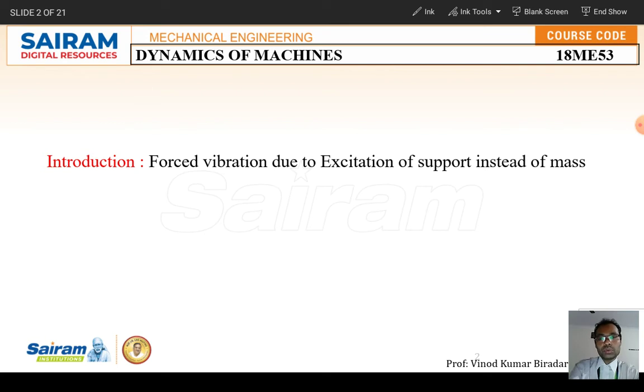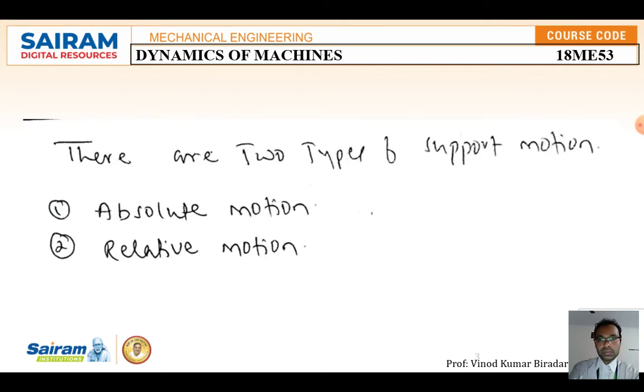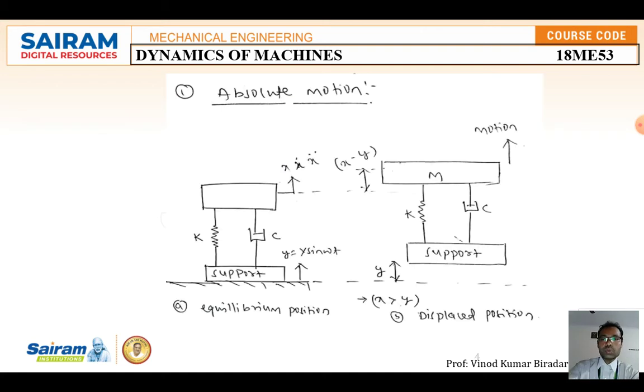So we are going to derive the equation of the forced vibration and amplitude of vibration. Here, we are going to get two types of support. When the vehicle is moving on a road surface, there are two types of motion: one is absolute, another one is relative motion. That we are going to derive in this class. So what do you mean by absolute motion?